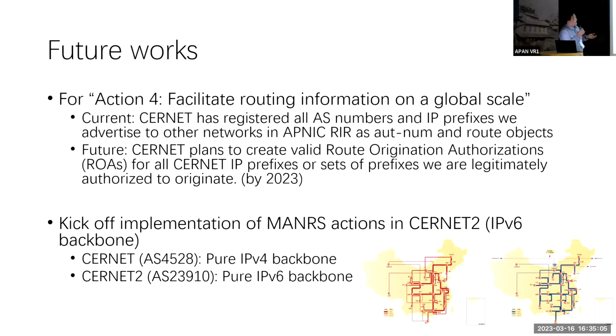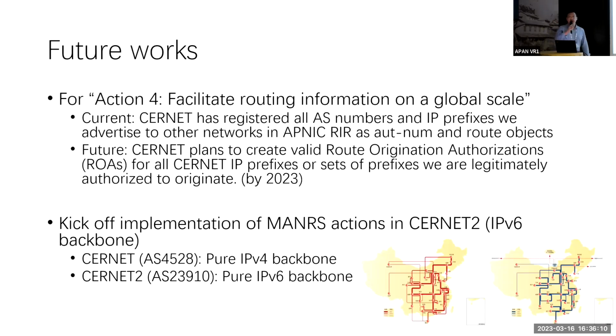Here are some future plans on the MANRS implementation in CERNIC. For action four, currently CERNIC has registered all the AS numbers and IP prefixes that we advertise to other networks in APNIC IR as aut-num and route objects. And in the future, CERNIC plans to create a valid ROA for all the CERNIC IP prefixes and all customer prefixes we are legitimately authorized to originate. And as you know, because we have already carried out some discussion about RPKI, it's quite complicated. So especially CERNIC and CERNOC need to carry out a comprehensive study on that and try to get it done. And hopefully it can be done by this year.